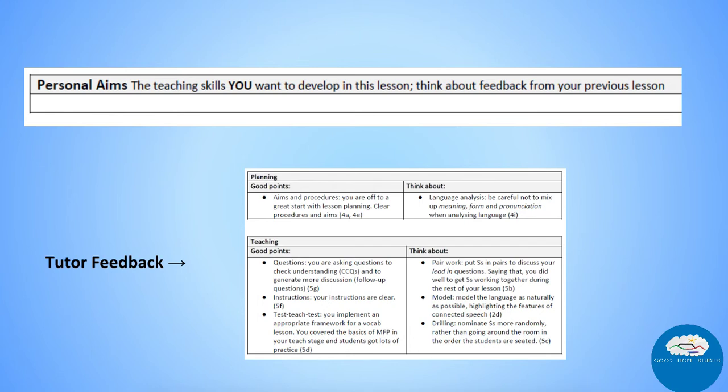So for your personal aims from TP2, include feedback from your tutor. So in this case, your personal aims would be to use more pair work, to try and model the language more naturally, and to try and incorporate more effective drilling.